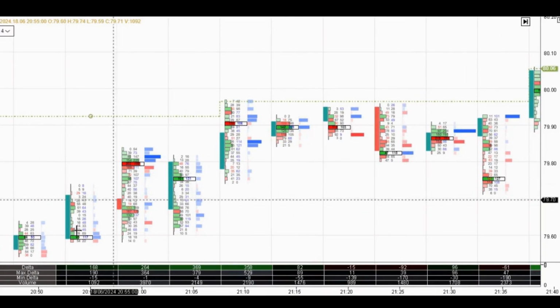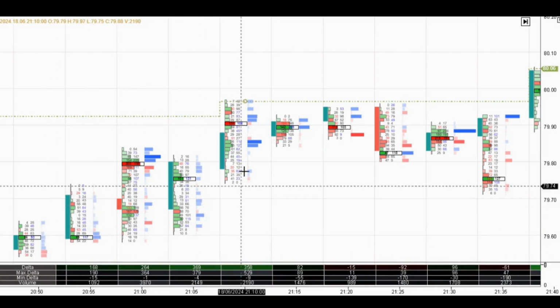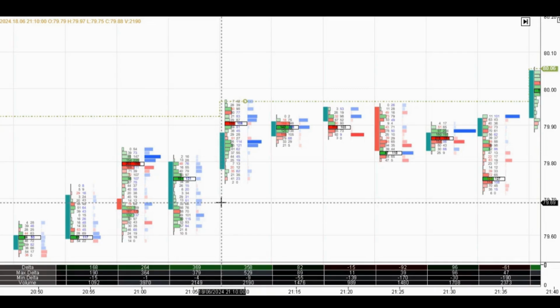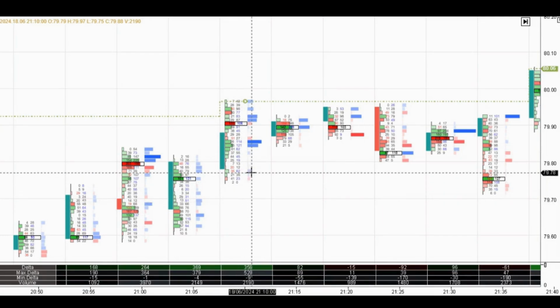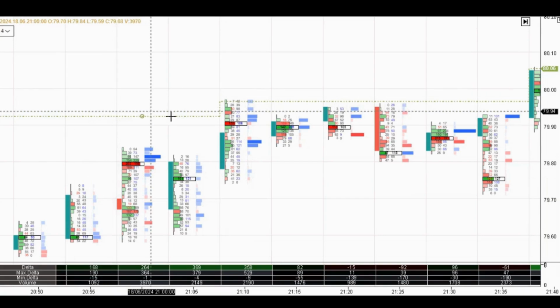You will see that the overall delta is increasing and that the min delta is almost zero, which tells us that at no point during this move have the sellers been in control. Now, another clue for us is if we look at the actual high of day itself, where what we can see is an unfinished auction.